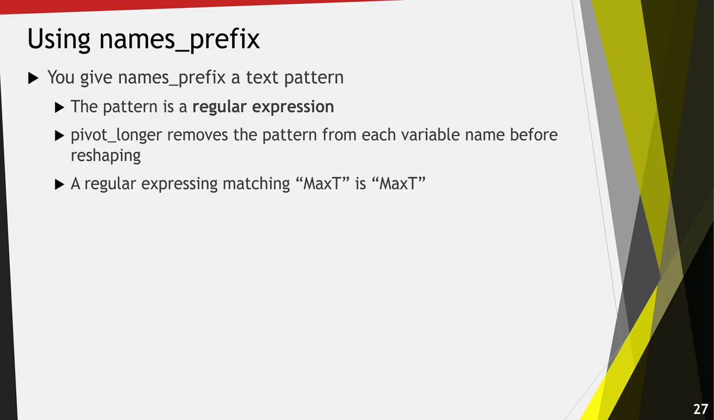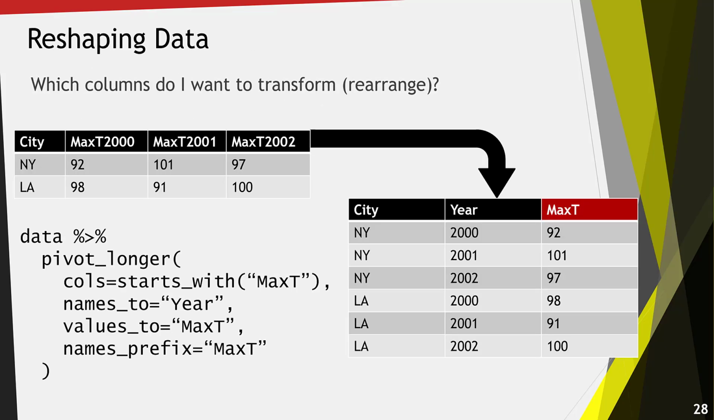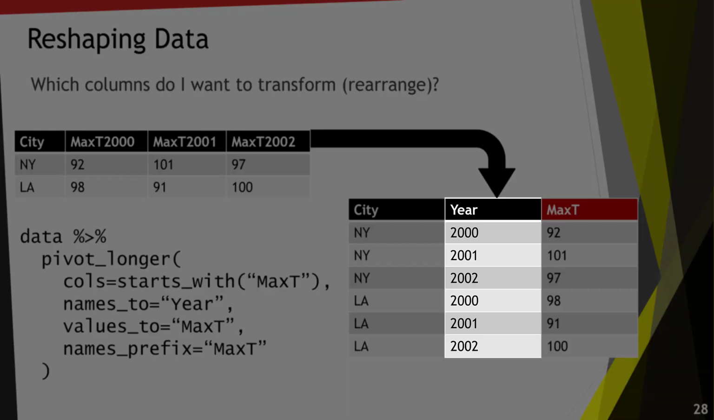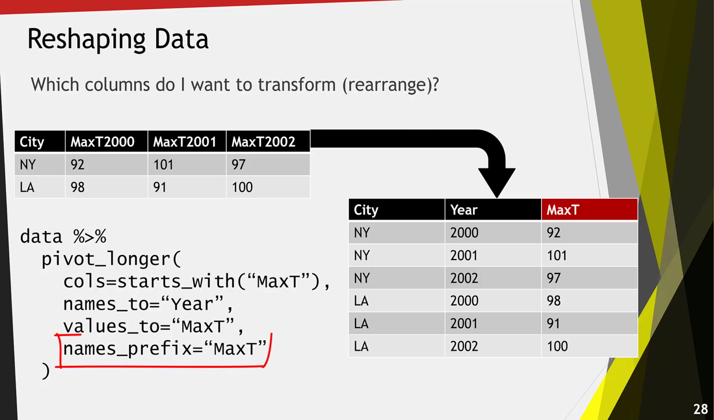We'll take advantage of that to remove that piece of text as we reshape our data. So what we'd really like in our output data is what you see here, where the year column only contains the year information and not extraneous text. We can achieve that with this names prefix option. Here, looking for the pattern "max t". How exactly does this work?